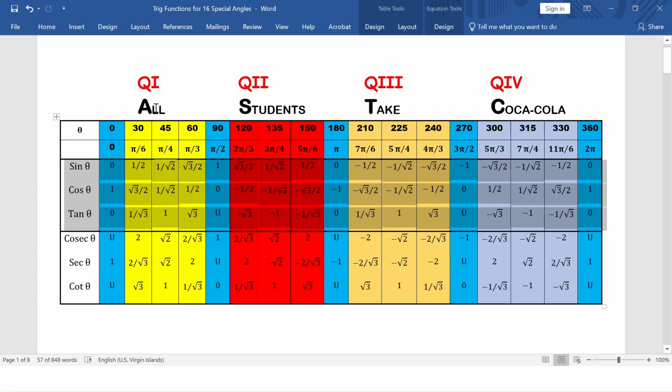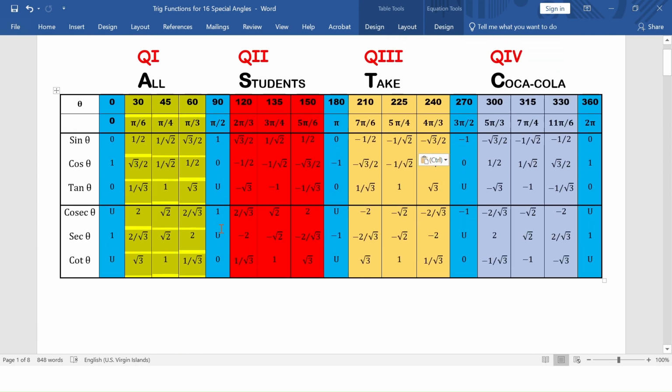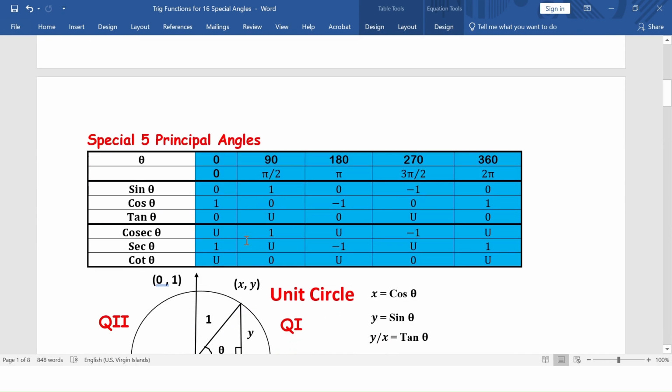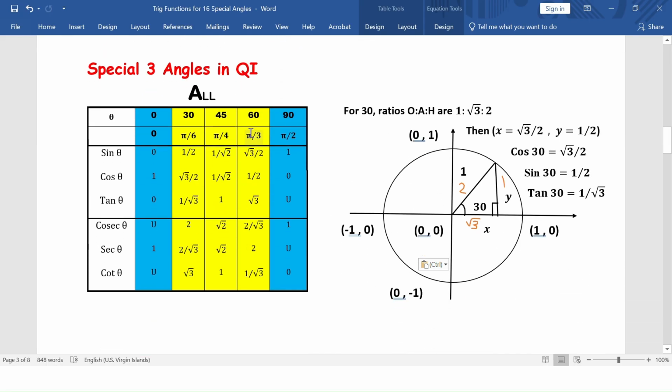Okay, let's move on. So now we're dealing with quadrant 1, all of them are positive. There are 3 special angles in each of these quadrants: 30, 45, and 60. These are the basic ones that all the other special angles are linked to, which is pi over 6, pi over 4, and pi over 3 radians.